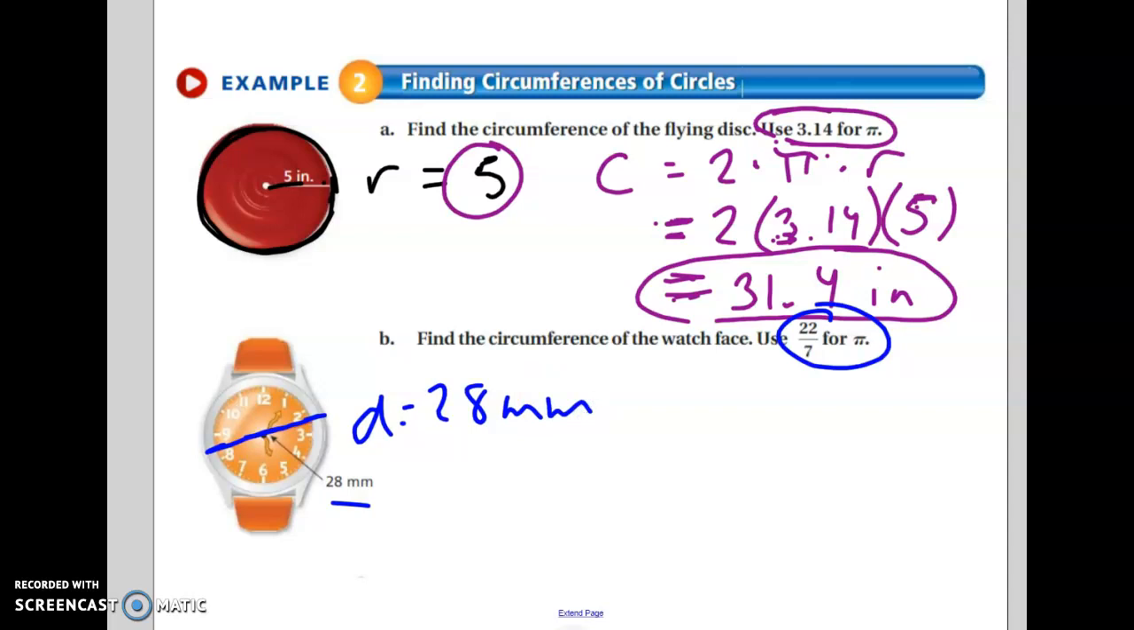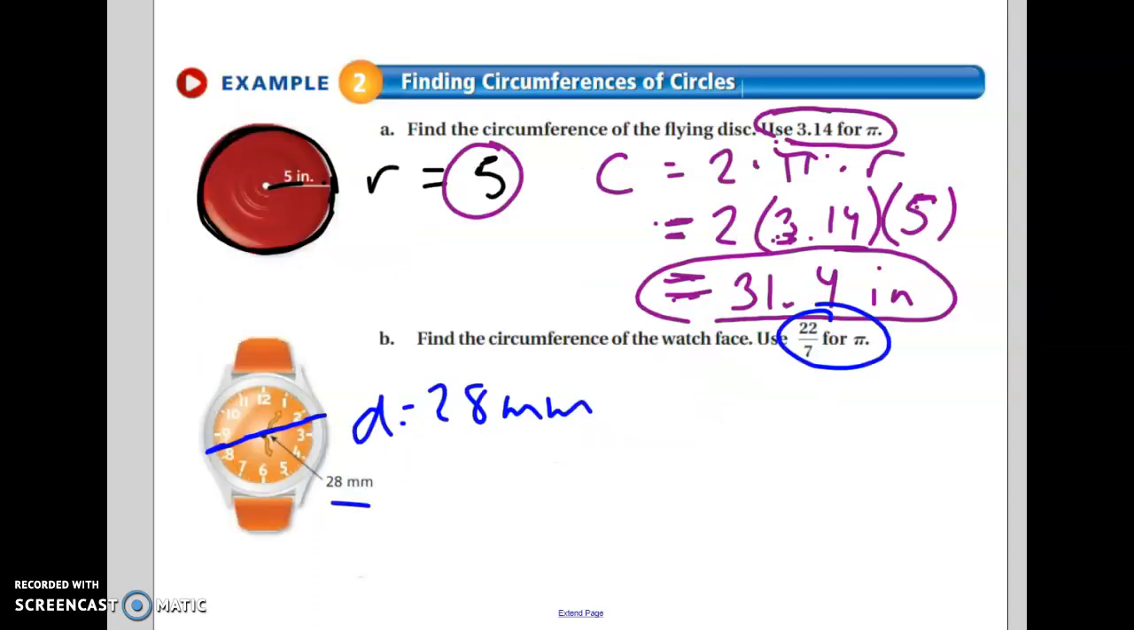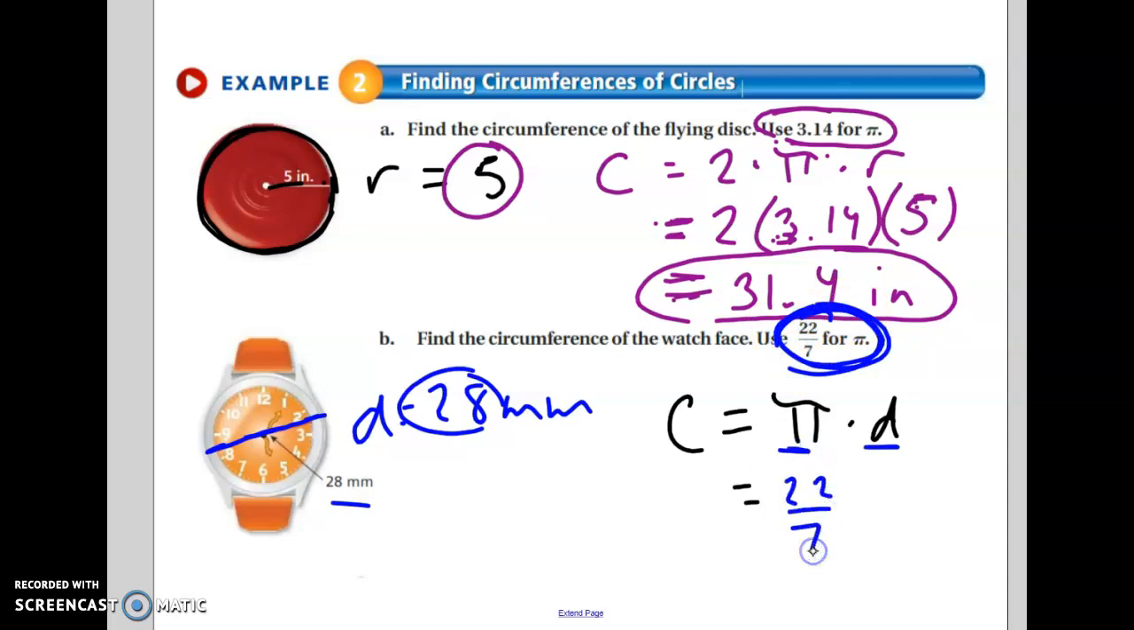So we are going to use, now going back to our circumference, if I know the diameter, then I can just take the diameter and multiply it by pi. So the diameter is 28. I'm going to use this formula. Circumference is pi times diameter, and I know that my diameter is 28, and I know that I am supposed to use the fraction approximation for pi. So I'm going to replace pi with 22/7, and I'm going to replace the diameter with 28.